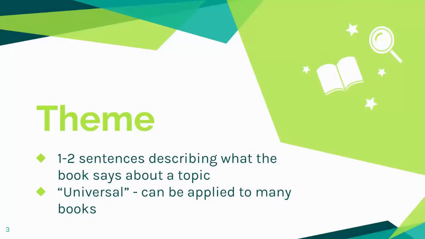So, let's talk about what theme is. Theme is a 1 sentence or 2 sentences even describing what a book says about a topic. Themes are also universal. This means they can be applied to many different books or plays or stories or poems. They are general. So you should never use a character's name or a book title in a theme because they're universal.